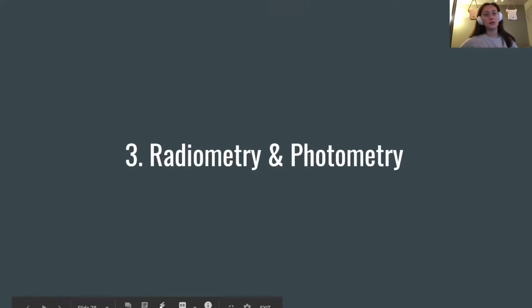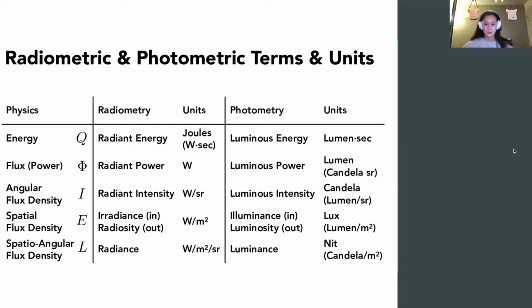Okay, so now we're going to go over radiometry and photometry. So radiometry and photometry are different in that they use different units to describe the same thing. So in this table, this will kind of tell you the equivalence relations between the different terms. And we'll go over all of these terms in a second, but I just want to give a little introduction to what units we are looking at.